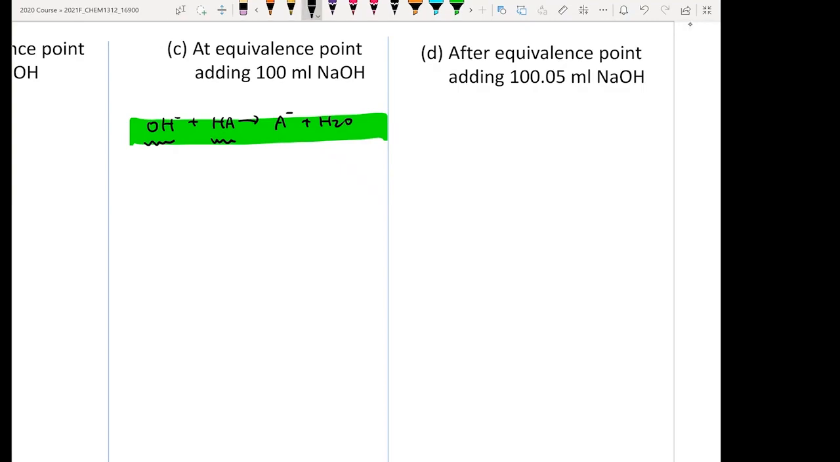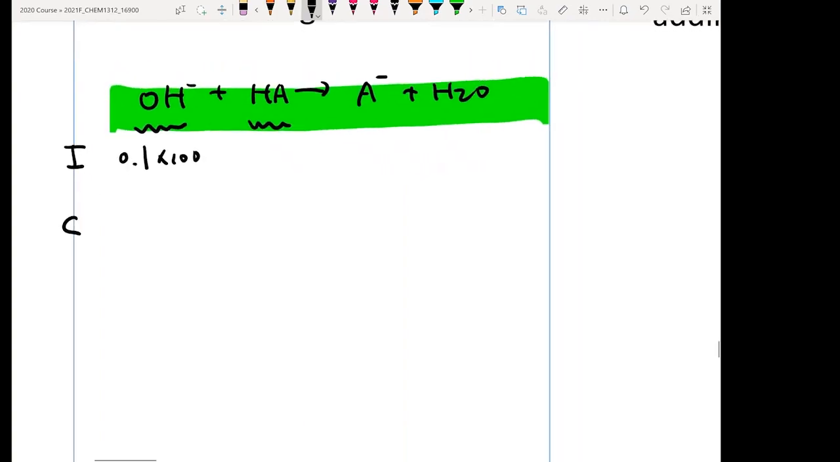So all you need to do is, in the beginning, I probably need to do the ICE table here so you'll see more clearly. In the beginning you have 0.1 M of strong base. You have 100 mL to reach the equivalence point. You are going to have the same amount of your weak acid. And these two are going to consume each other, right? So you're going to have minus 0.1 times 100, minus 0.1 times 100.